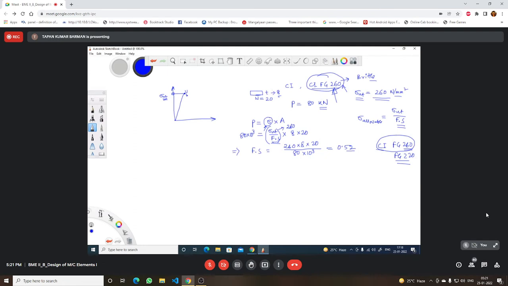That means if I take some materials of say CIFG 260 grade, we call it grade, then you should get a minimum tensile strength of 260 MPa. Understand? Your tensile strength should not be less than 260 MPa there in those materials. Are you getting my point?